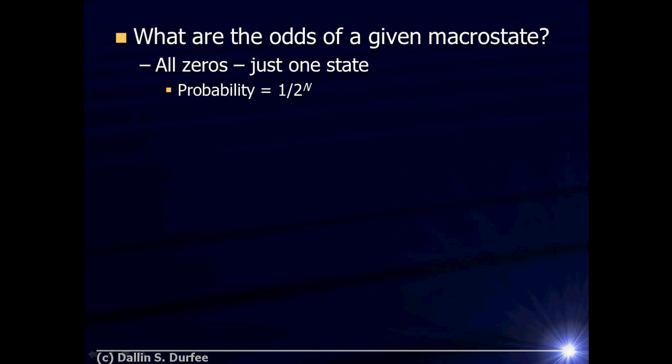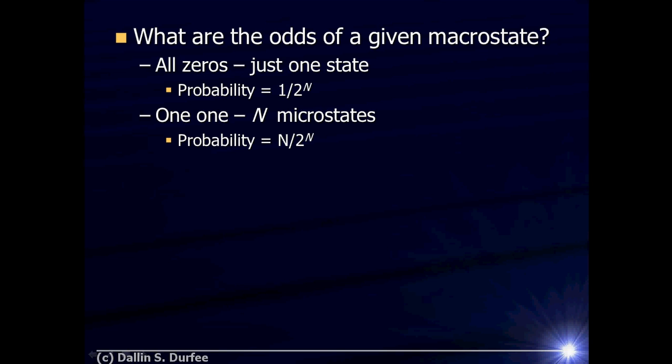What are the odds that I write down a number that has exactly one 1? It turns out that there are n microstates that represent that. I have these n digits, and I can choose any one of them to be a 1, so there are n different places I could put that 1. Therefore, the probability of writing down a random binary number with n digits which has exactly one 1 is n over 2 to the n. N possible microstates have one 1, out of a total of 2 to the n possible microstates that represent all possible combinations.